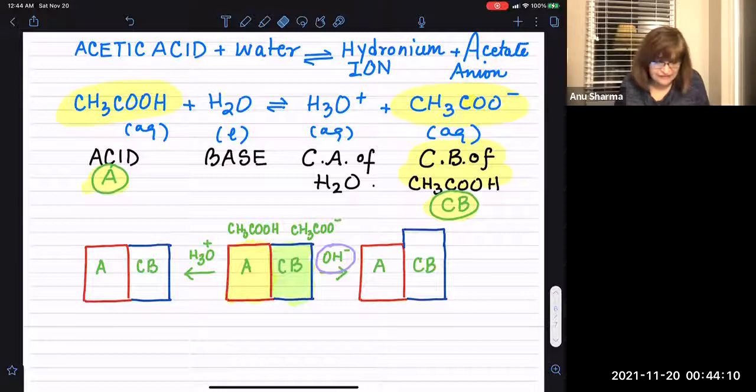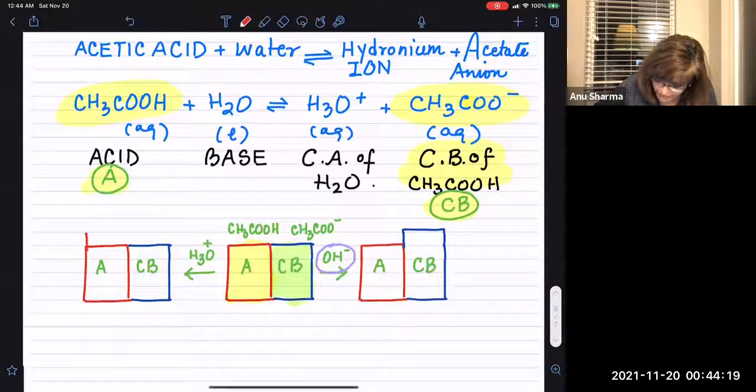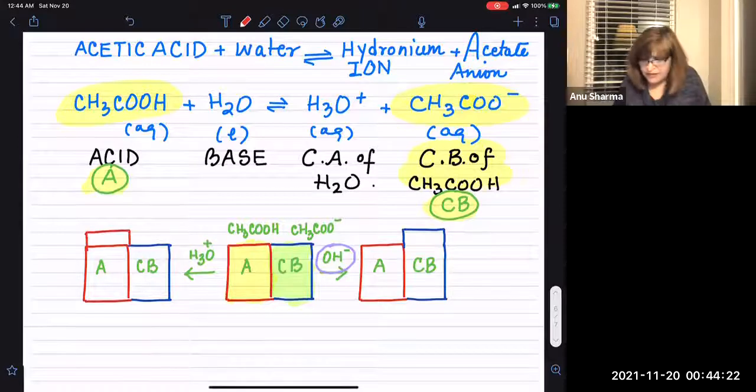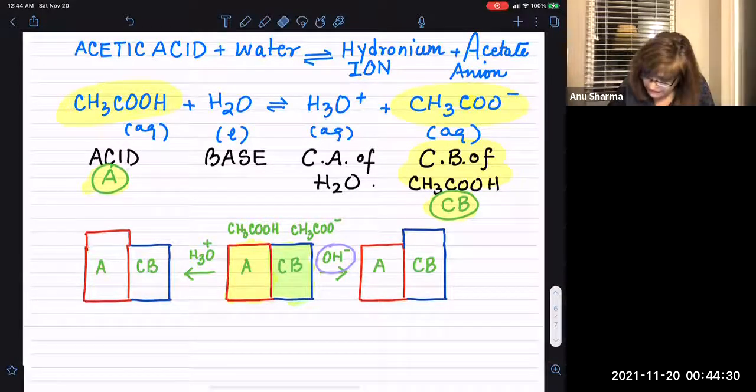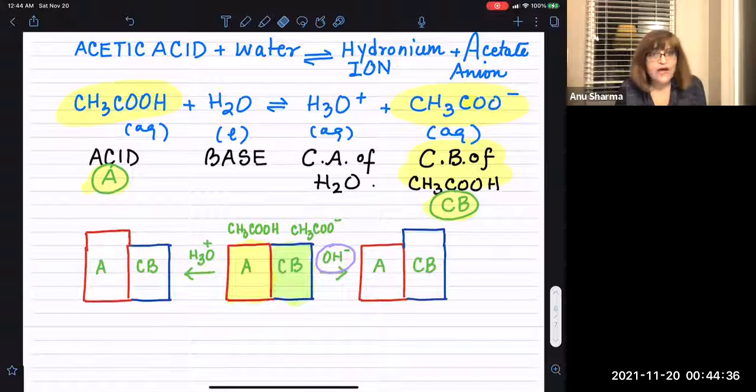Now, if you add an acid, then what happens? All that excess acid increases the amount of acid, so more hydronium ions are coming. More acid means the concentration of the hydronium ions is going to increase. The concentration of the conjugate base, the acetate ions, doesn't change, but the amount of hydronium ions, the hydrogen ions, increases. That's basically what it means.